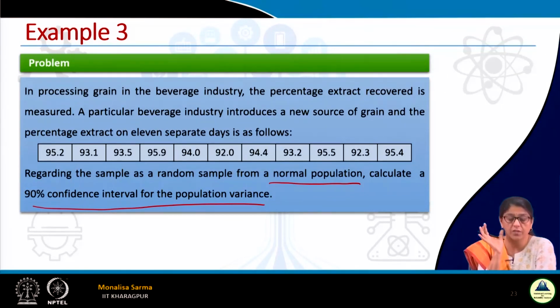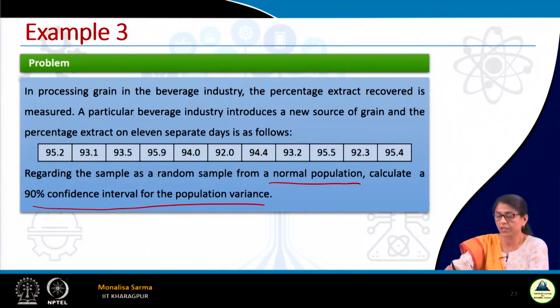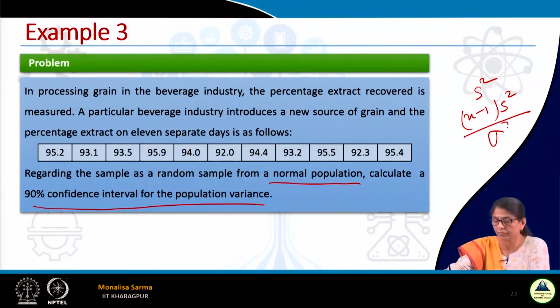Here the population variance is not given. We don't know what the population variance or standard deviation may be. We just have taken a sample. From this data we will calculate the 90% confidence interval. So basically from this sample we will find the value of S square, the sample variance. Then n minus 1 is 10, since there are 11 days, and n minus 1 S square by sigma square is the statistic.